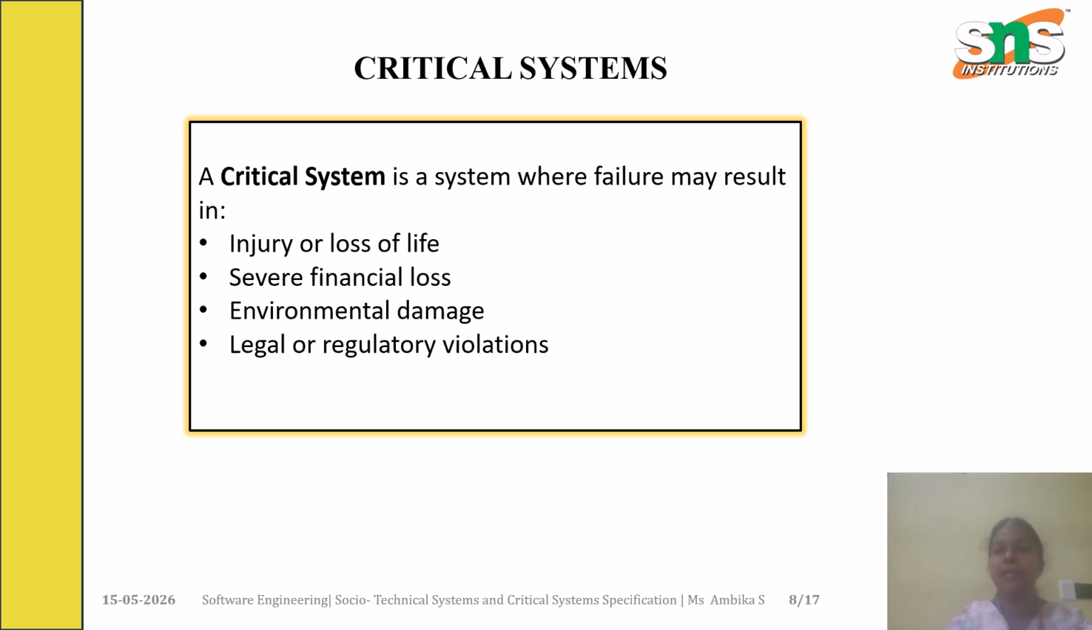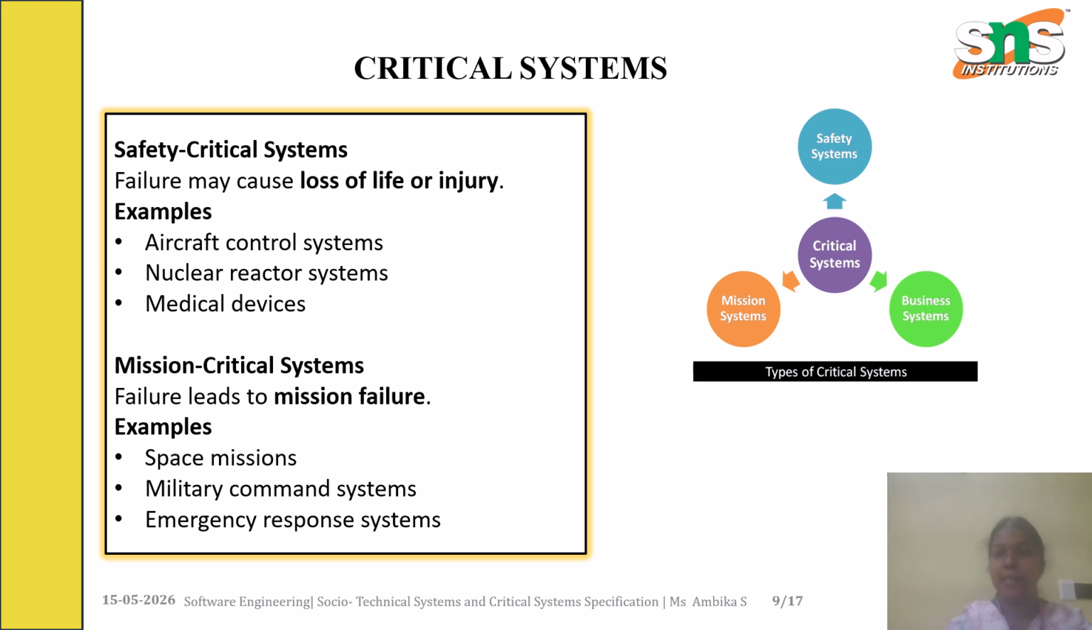Critical systems. A critical system is a system where the failure may result in injury or loss of life, severe financial loss, environmental damage, as well as legal or regulatory violations. The types of critical systems are, first, safety critical systems. Here the failure may cause loss of life or injury. Examples: aircraft control system, nuclear reactor system, medical devices. Mission critical systems. In case of mission critical systems, the failure leads to mission failure. Examples: space missions, military command systems, emergency response systems.